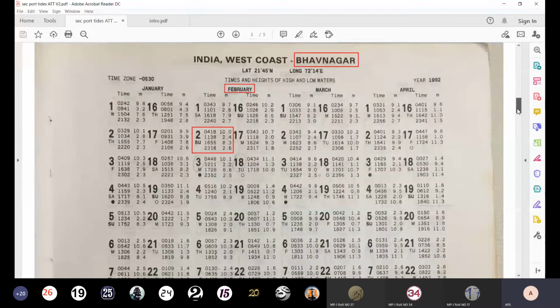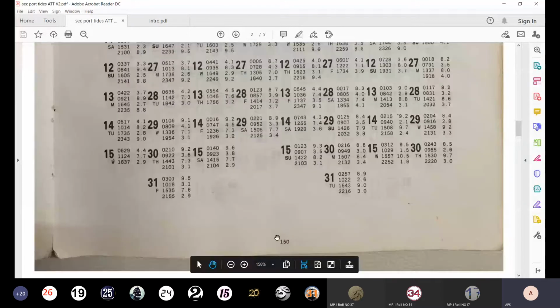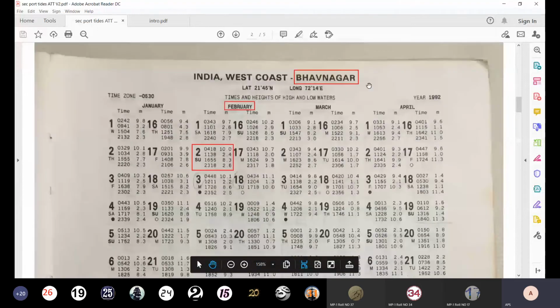So this is that page number 150, volume 2 only. So this will become our standard port. Now you write down the data for 2nd of February for the standard port. Write down 0418 high water, 10 meter. 1138 low water, 2.4. 1655 high water, 8.3. 2318 low water, 2.6. So just write down this data as data for the standard port.